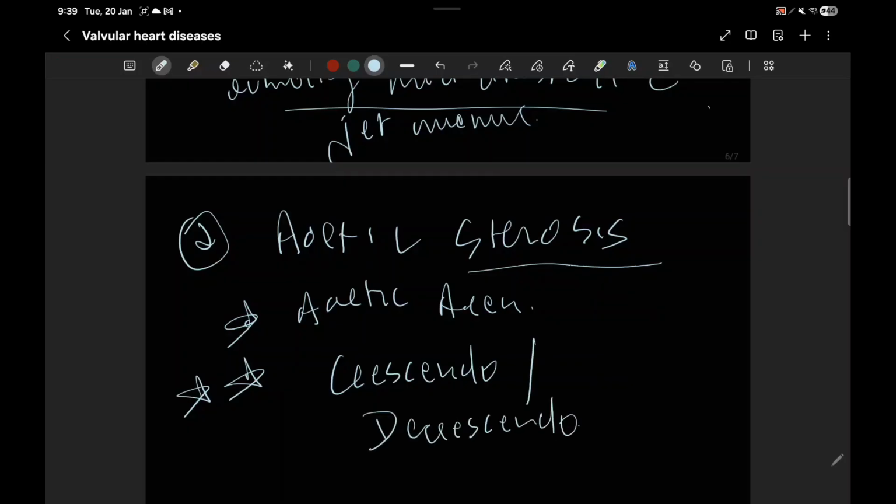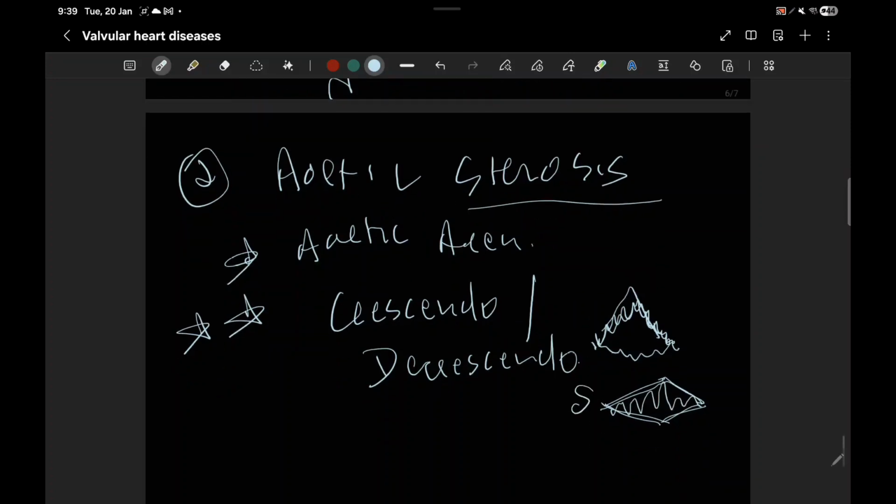Crescendo means increase and then decrease. The sound wave will be increasing initially, then decreasing. Okay, you can hear them on YouTube. Increasing, then decreasing. This is how it is in the sound wave pattern, in between, in the systolic phase.